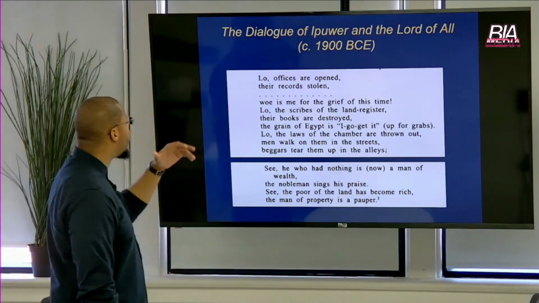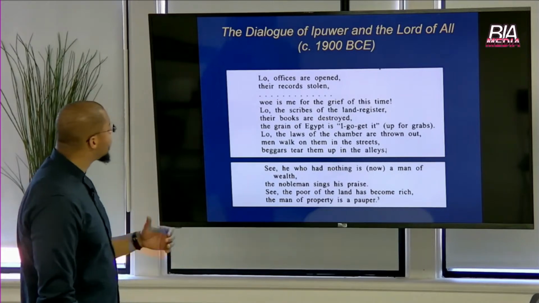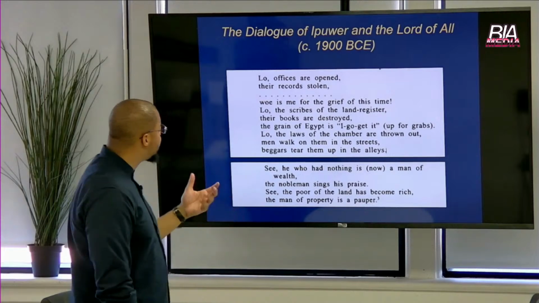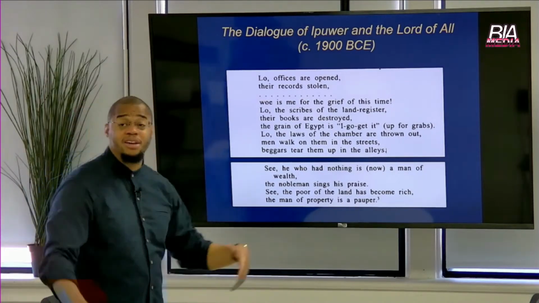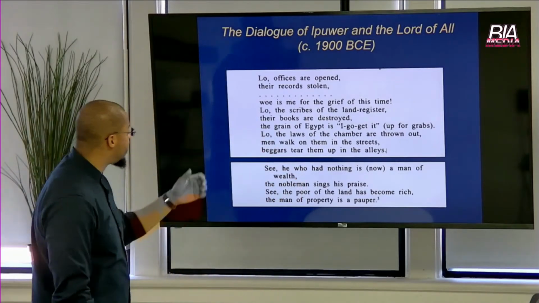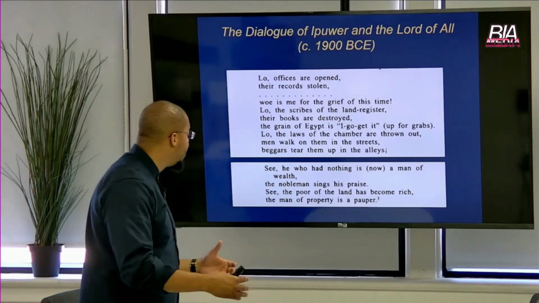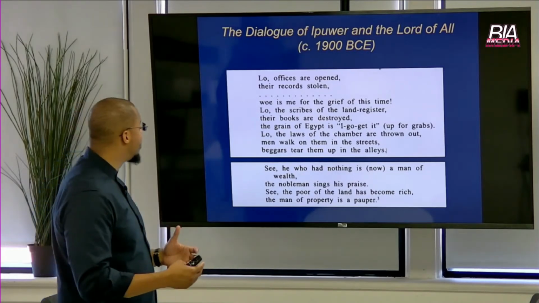He said, "Lo, offices are open, their records stolen. Woe is me for the grief of this time. Lo, the scribes of the land register, their books are destroyed. The grain of Egypt is, 'I go get it.'" I mean, it's up for grabs. People are just running into the grain storage and grabbing what they want. "Lo, the laws of the chamber are thrown out. Men walk on them in the streets. Beggars tear them up in the alleys.